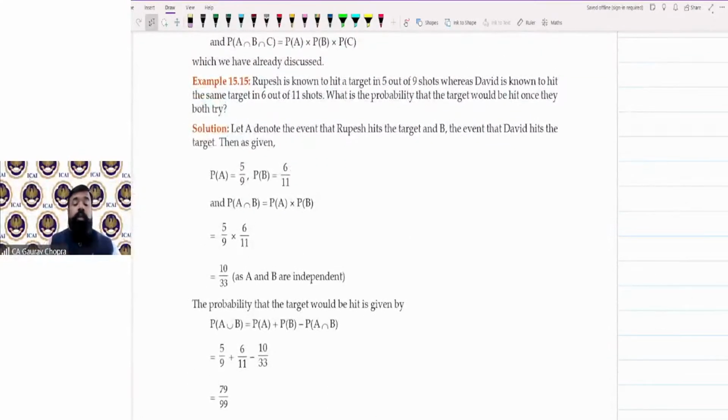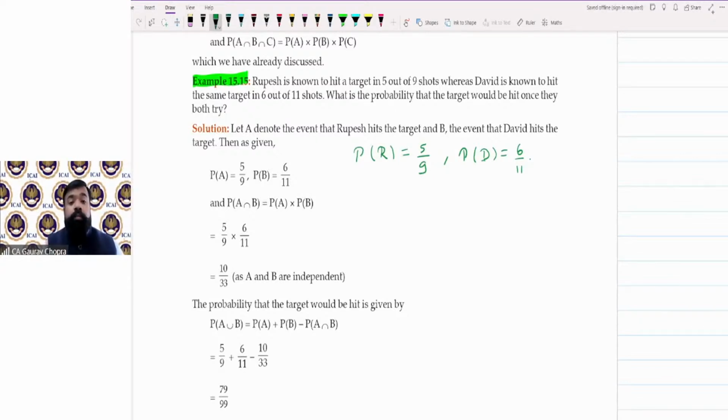Okay, so now the 15th example we are going to do. Rupesh is known to hit a target in 5 out of 9 shots. So what is the probability that Rupesh will hit the target? The probability of hitting the target by Rupesh is 5 by 9. And David is known to hit the target with probability 6 by 11. Now, what is the probability that the target would be hit once they both try?